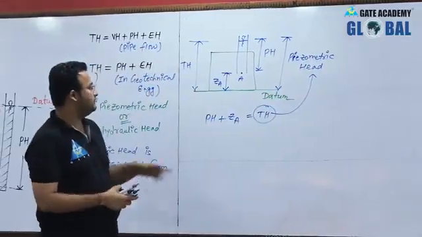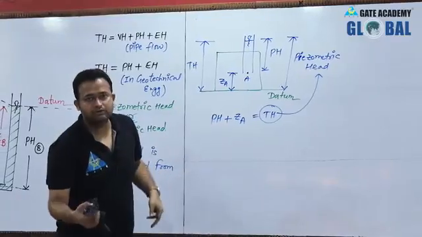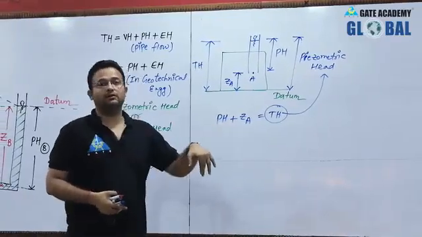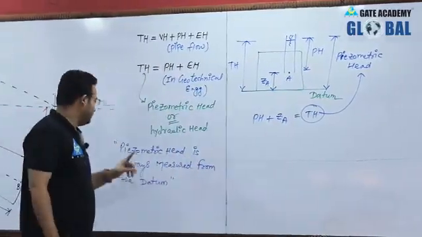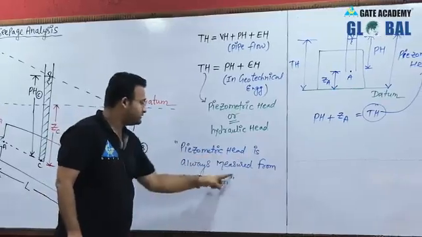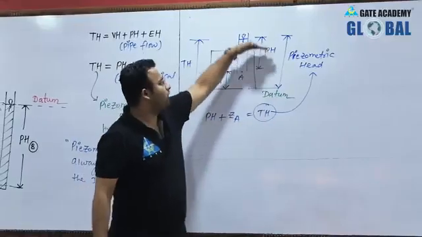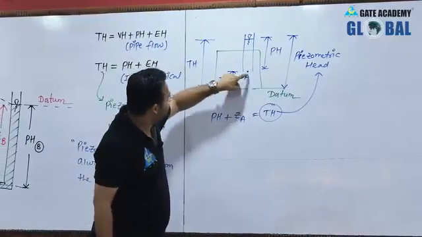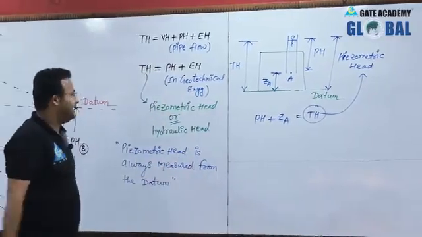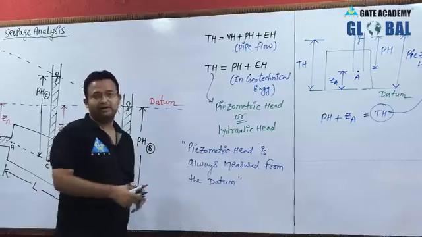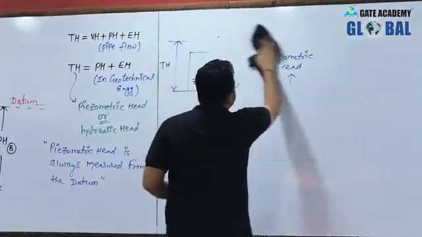Sometimes pressure head is called the piezometric head, considering the measurement from the datum. But piezometric head is always measured from the datum. If you measure from the datum, it should be called piezometric head. If you measure from the given point, that shall be called pressure head. Clear? So there is a basic difference like that. So total head is your piezometric head, and sometimes it can be called hydraulic head.